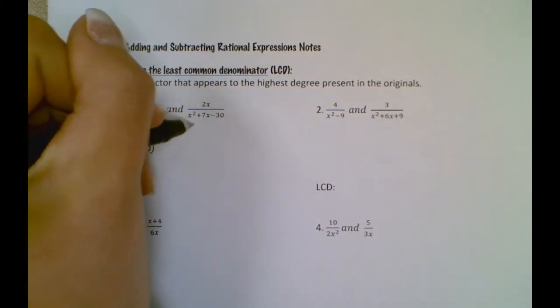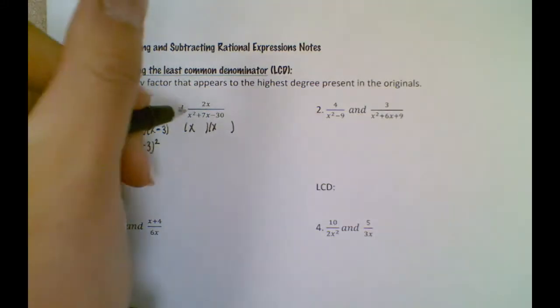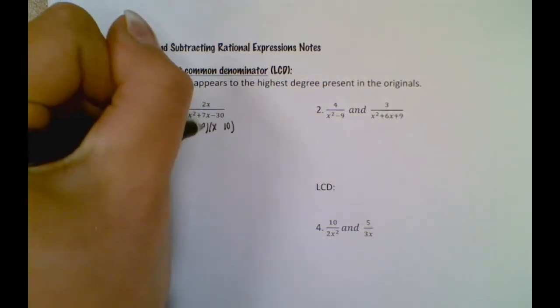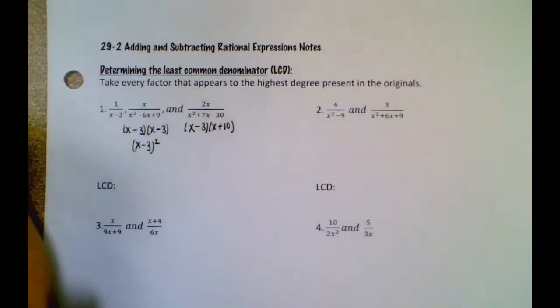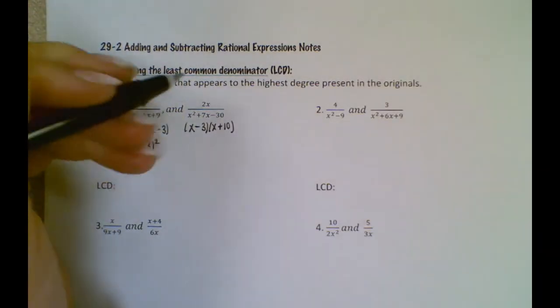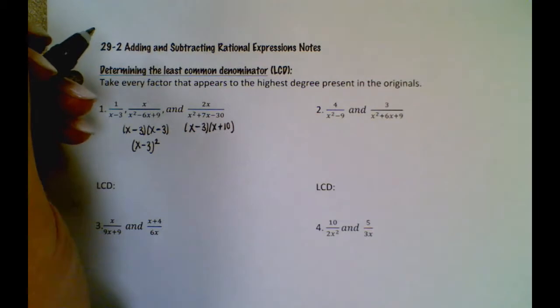Over here, this would be x, let's see, 10 and 3. And positive 10 minus 3. Now here, if you wrote x plus 10 and then times x minus 3, that's the same thing, okay?